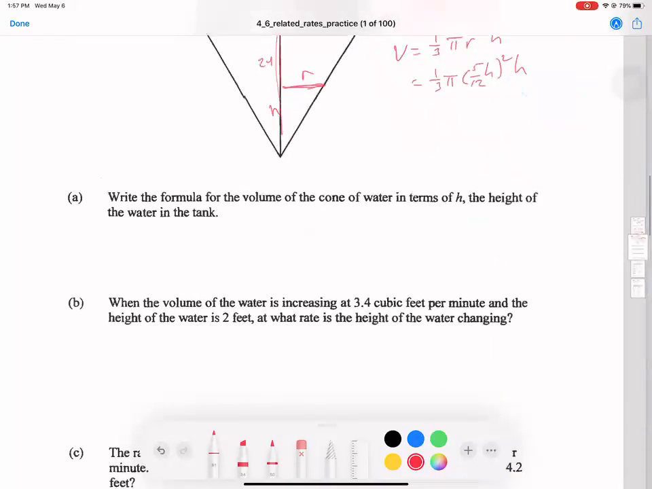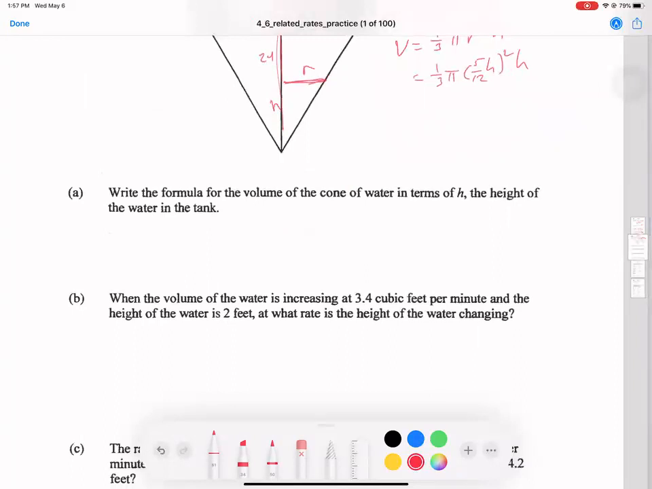Next question following up is when the volume of water is increasing. So volume is increasing at 3.4 cubic feet per minute. We know that's a rate of change in volume, dV over dt, and that's 3.4, in feet cubed per minute. The height of the water is 2 feet. What is the rate of the height changing? So the question was dh over dt.